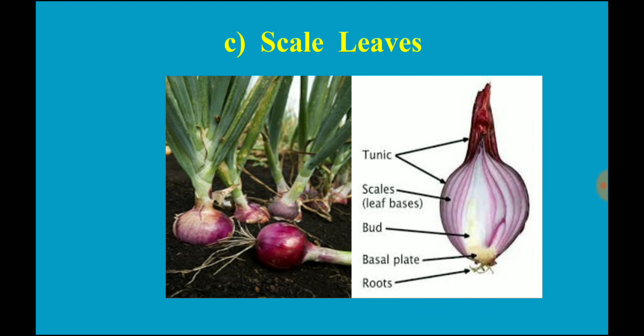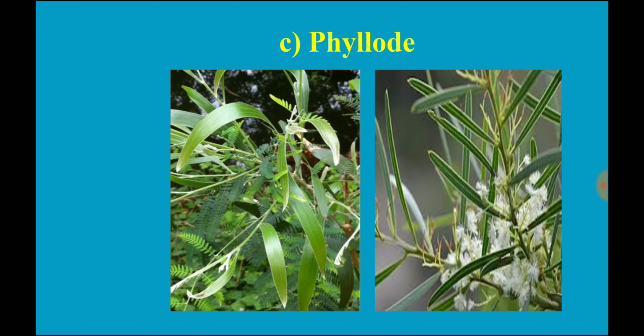Now leaf scales. Scales are generally found in the onion plant, that is Allium cepa. So these are the outermost layer that is called scales, and this is one of the modifications of the leaves. Then the phyllodes. The phyllode is just a leaf-like structure. It is just a modified structure of the leaves, that is called the phyllode.